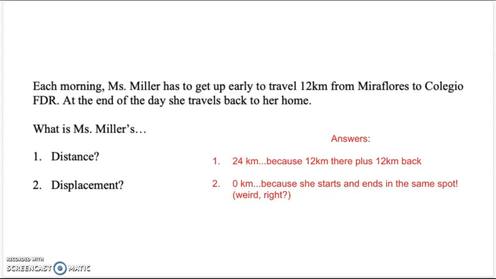Number 2 is a bit of a weird answer. It's looking for displacement. Remember, displacement is how far you finished from where you started. Now, because Ms. Miller finished at home and started at home, her displacement is actually 0 kilometers, which is a bit strange. A common example here would be if you're in PE class and you're running around the track. You could sprint your way all the way around the track and be so tired and really feel like you got a workout. But if you complete one full lap and end where you started, you're really tired for a displacement of 0.